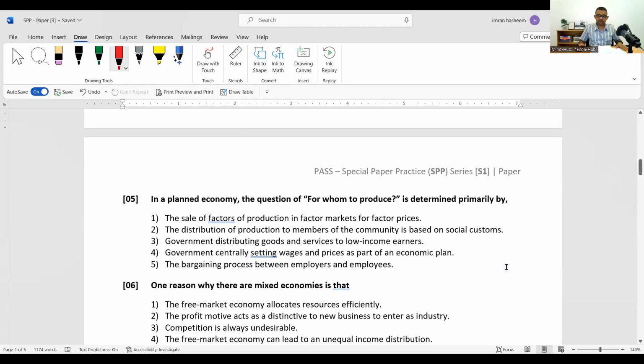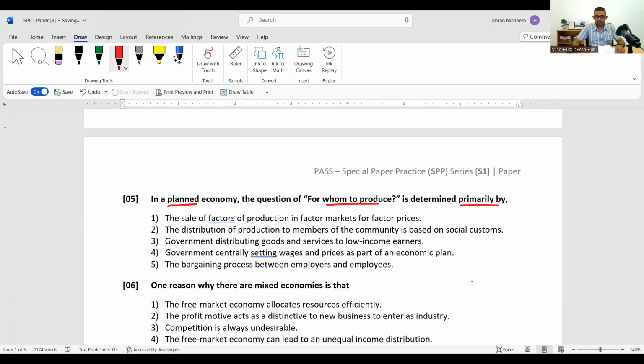Question number 5. In a planned economy, the question of for whom to produce is determined primarily, mainly based on what? To be clear with the economic system, always in a planned economy, the question is for whom to produce, and how is it mainly decided, primarily determined?